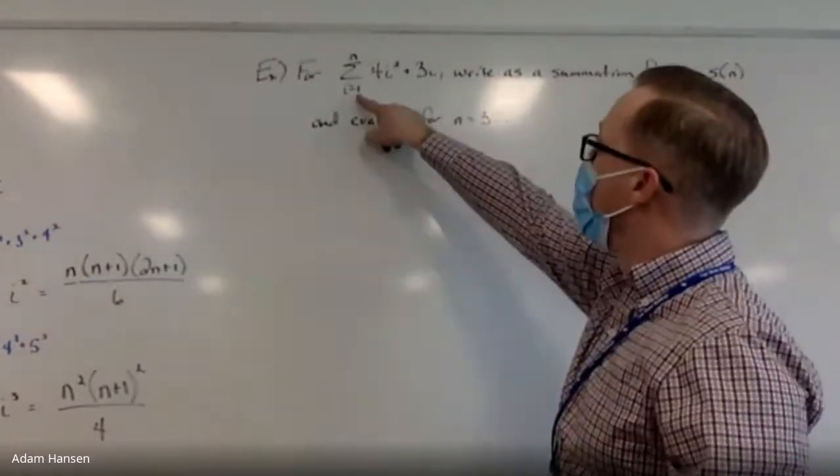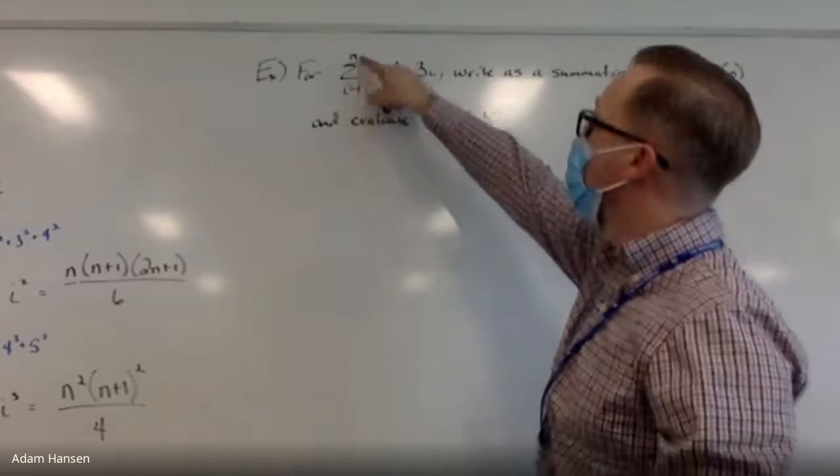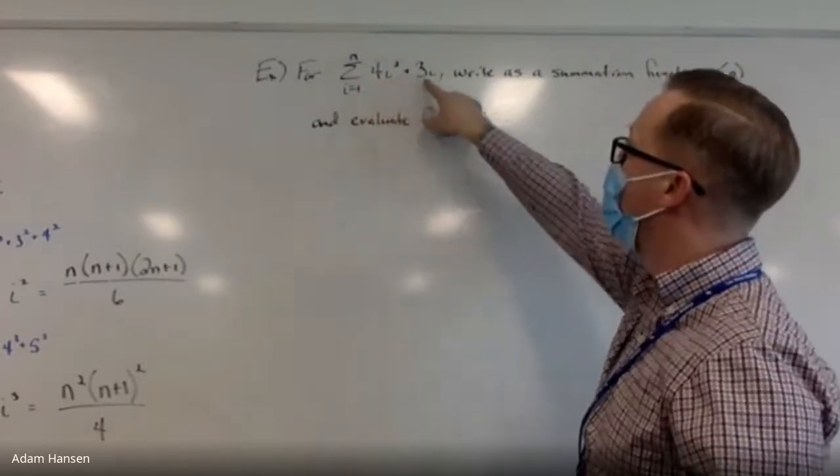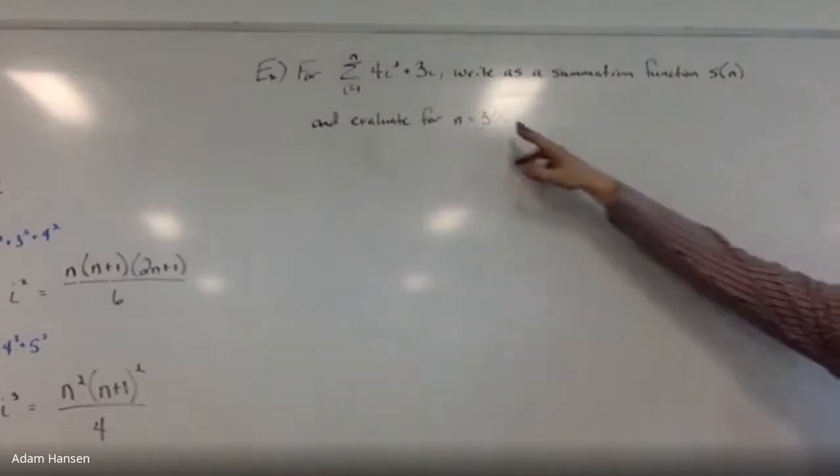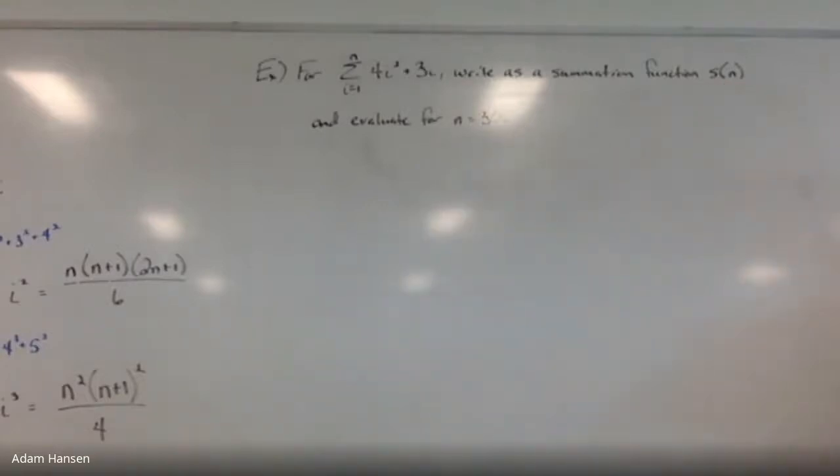For our summation, our sigma notation, the summation from i equals 1 to n of 4i squared plus 3i, write it as a summation function s of n, and evaluate for n equals 30. I want to write a given function in terms of n, for any upper bound that I want, the summation from i equals 1 to any n value, and then evaluate this sum when n is 30.